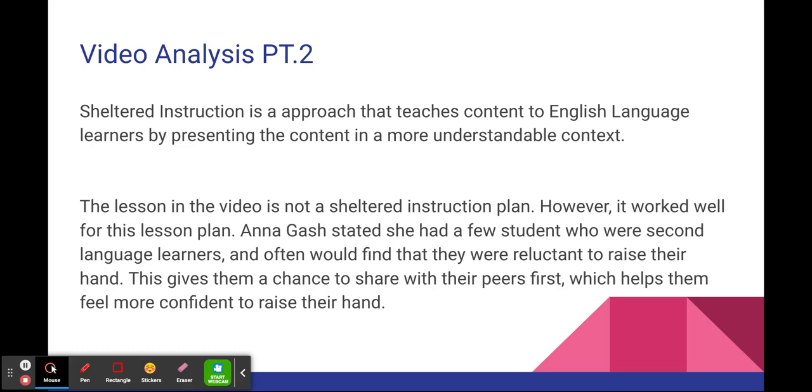She would find that they were often reluctant to raise their hand. And so having them participate in the lesson in the think, pair, share method gave them a chance to share with their peers first, which helped them build their confidence to raise their hand, rather than just having the same 2 or 3 students volunteer to share their answers. This gives everybody an equal chance to share their thought process.